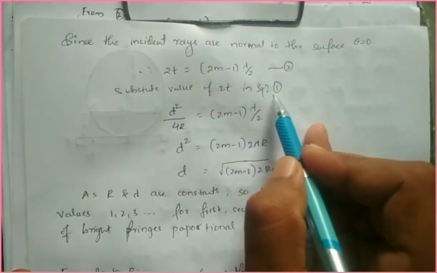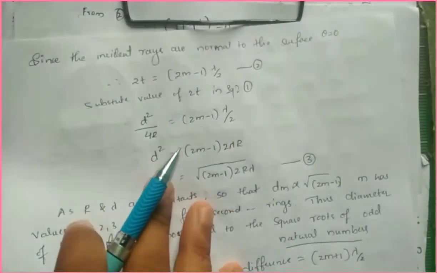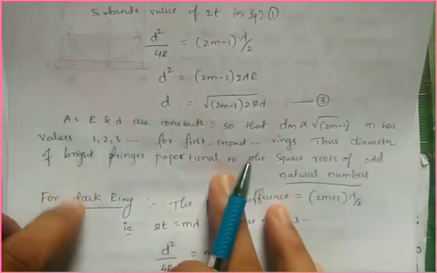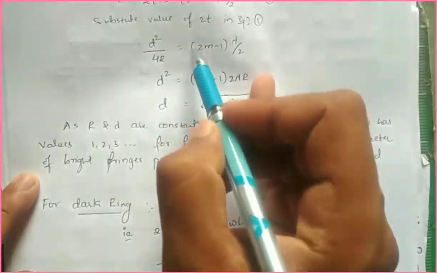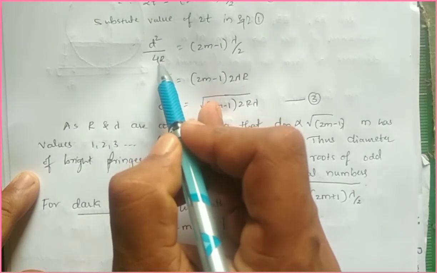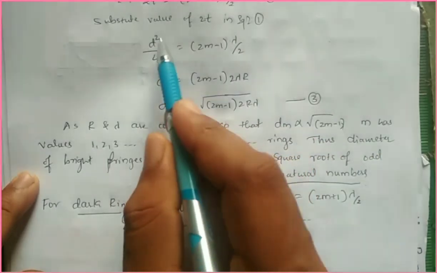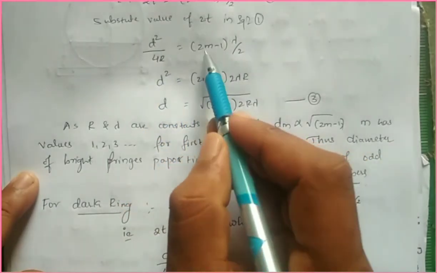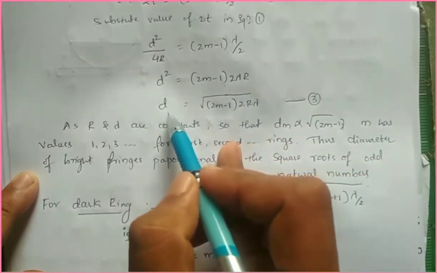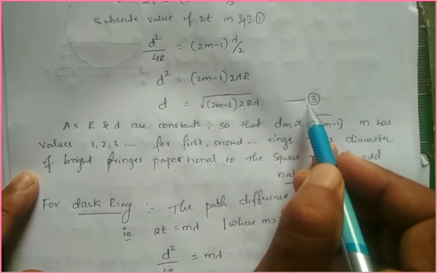Substitute the value of 2t in equation number 1. You know that in equation number 1 we got 2t equal to d square divided by 4r. Now you have to put the 2t value in equation number 1. D square divided by 4r equal to 2m minus 1 lambda by 2. So next, d square as it is equal to 2m minus 1, and you send 4r to this side. At that time the 2s are cancelled, 2 lambda r. So d equal to square root of 2m minus 1 into 2r lambda. This is equation number 3.